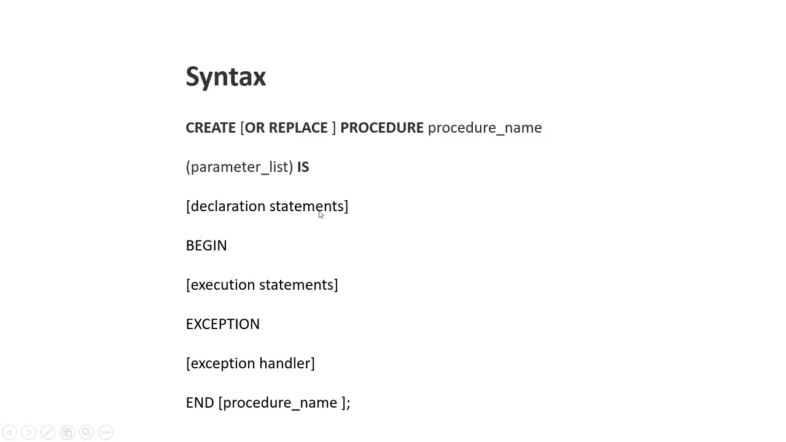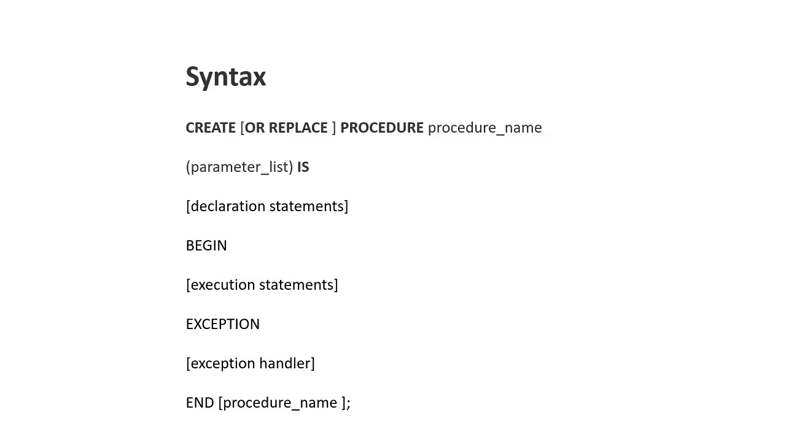So after the declaration statements, from here the body part starts: begin, the executable statements. If you think the executable statements might raise some kind of exceptions, then you put an exception handler part as well and handle those exceptions in the exception handling part. Alright, so this is how it goes.